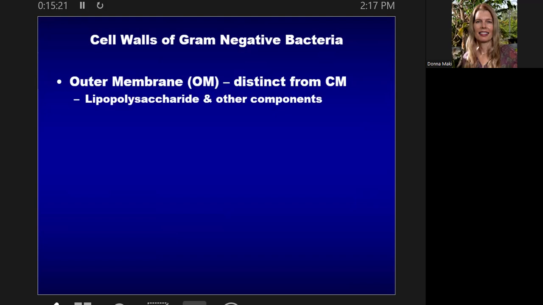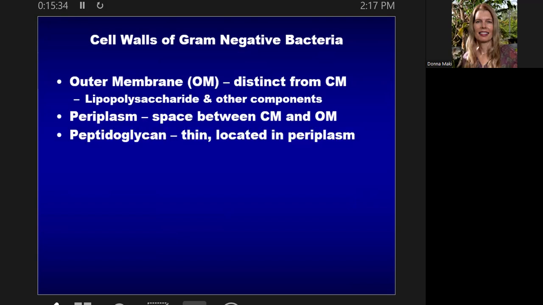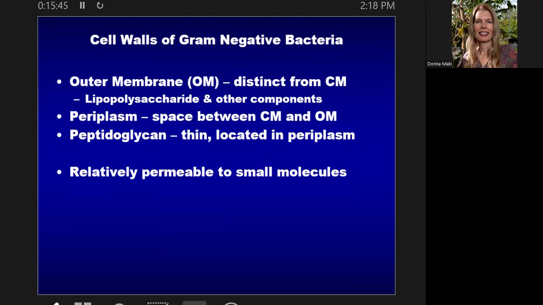So we'll dissect this. We'll look at some pictures and identify these different parts. So you have a lipopolysaccharide portion to the outer membrane. Then you have a periplasm. That's just the physical space. And then you have usually a very thin peptidoglycan layer located in the periplasm. And their cell wall, even though it has this so-called outer membrane, is pretty permeable to small molecules. It's not highly selective, is how they usually put it. That outer membrane isn't terribly selective like you see with the cell membrane itself.